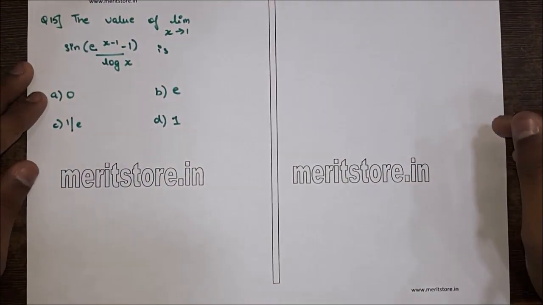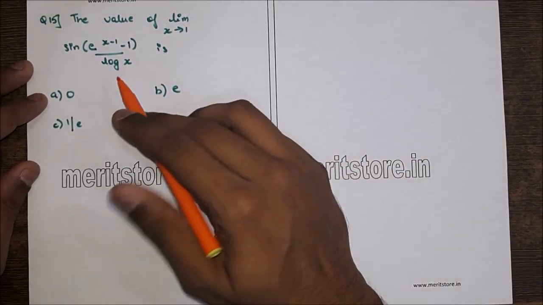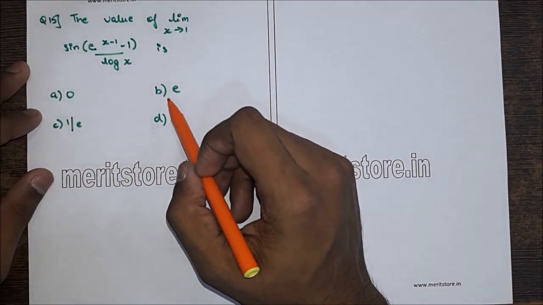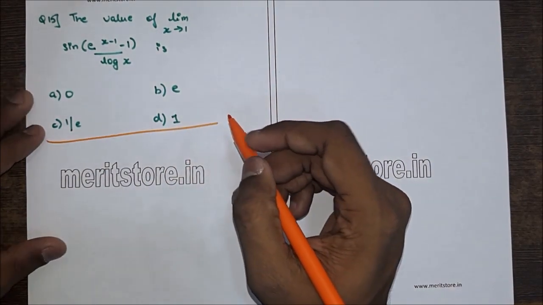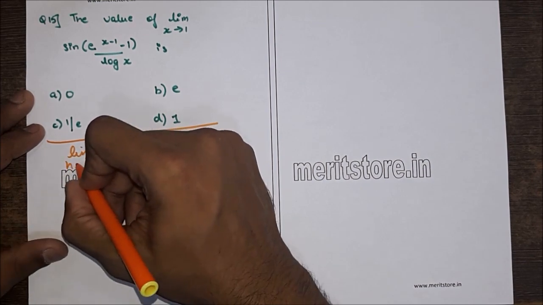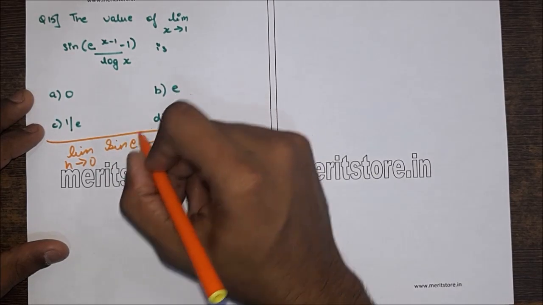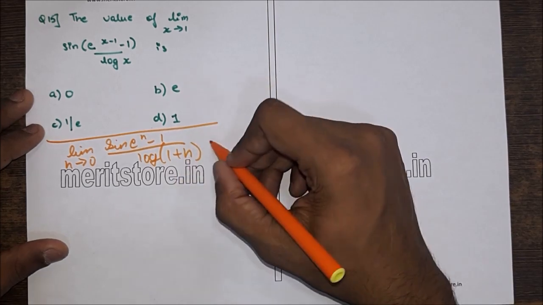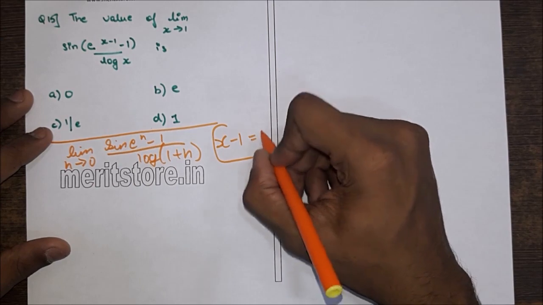The value of limit x tends to 1, sin of (e raised to x minus 1, minus 1) upon log x is: a) 0, b) e, c) 1 by e, or d) 1. So therefore we could write this as limit of h tends to 0, sin of (e raised to h minus 1) upon log of (1 plus h). We get this by putting x minus 1 as h.